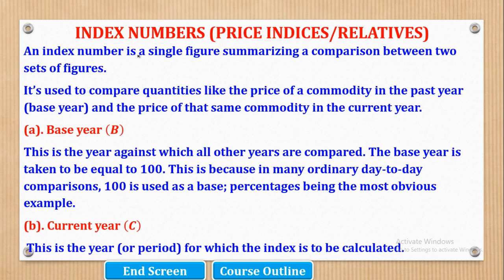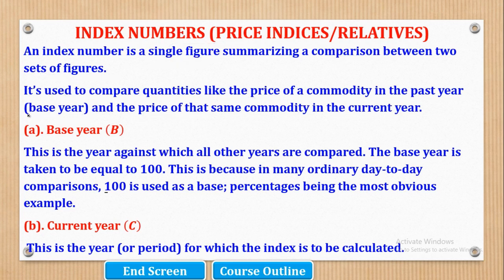An index number is a single figure summarizing a comparison between 2 sets of figures. Note this word, single figure. Some students confuse it and call it a percentage, which is not okay. It's used to compare quantities like the price of a commodity in the past year, which we call the base year, and the price of the same commodity in the current year.